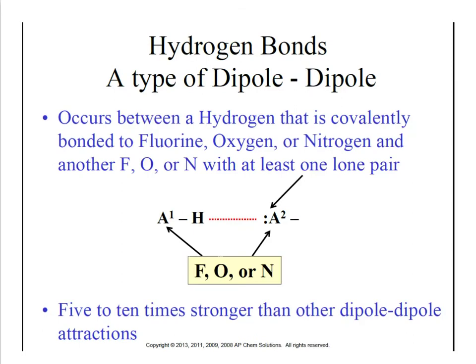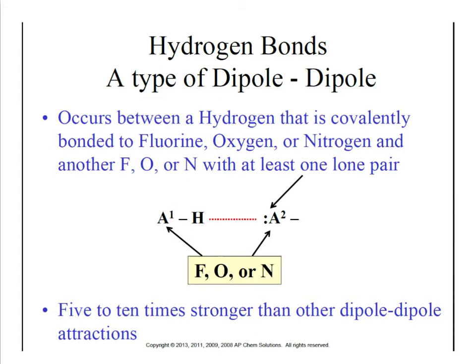Now, there's a special type of dipole-dipole bond, and that is the hydrogen bond. It's not really a bond per se. It's not like a covalent bond where things are holding on. It's just an intermolecular force. It's just going to be attraction between opposite charges. Hydrogen bond is a dipole-dipole bond. It's just an especially strong dipole-dipole bond.